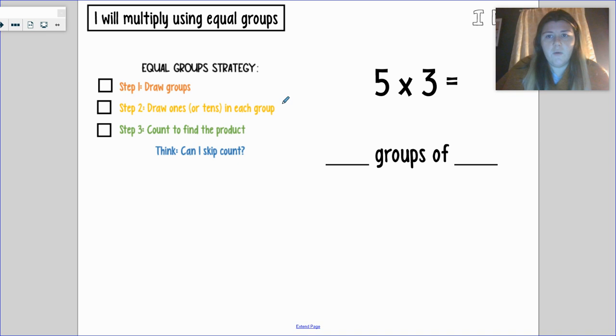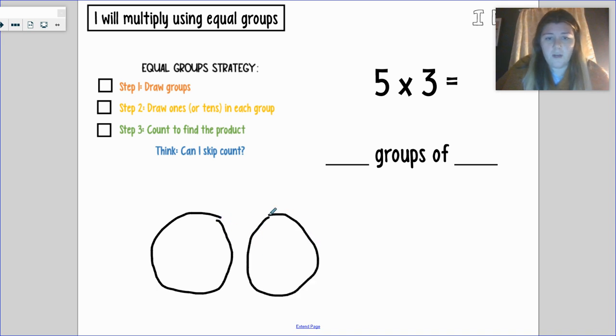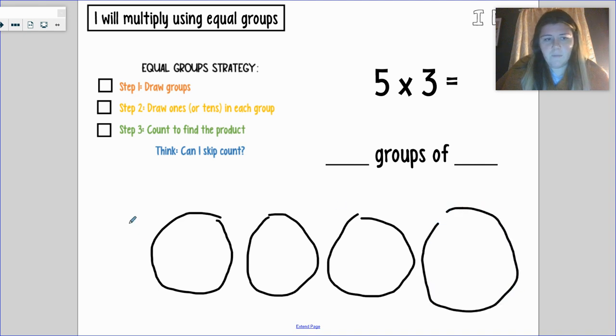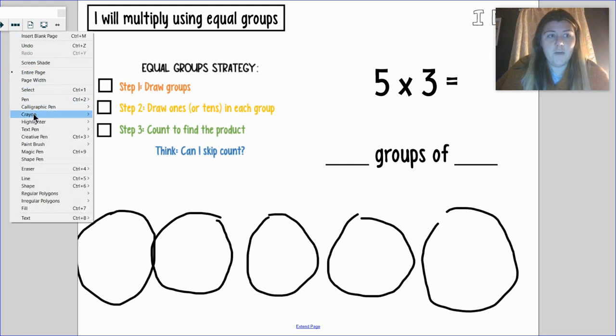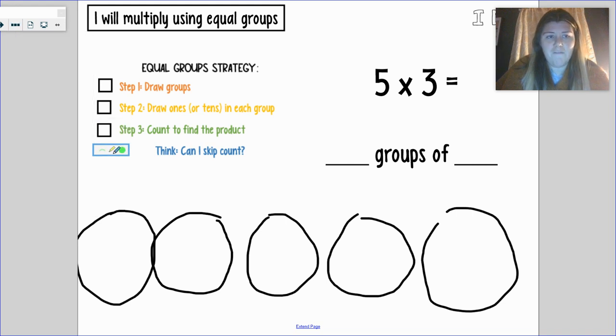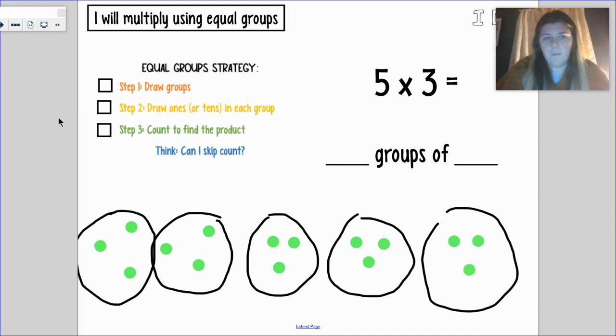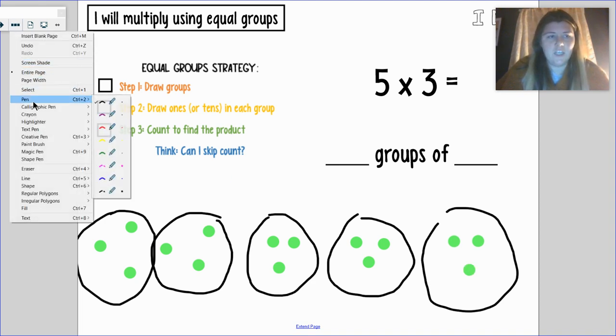So step 1, draw equal groups. Here's my problem, 5 times 3. I want to draw 5 circles, or I could draw 3, doesn't matter, but let's draw 5. Big circles, I like to draw them nice and big. Then I like to use my highlighter because it's a little bit thicker. So I have 5 groups here, and I want 1, 2, 3 dots in each. 5 groups of 3. I think I can check that box off now.